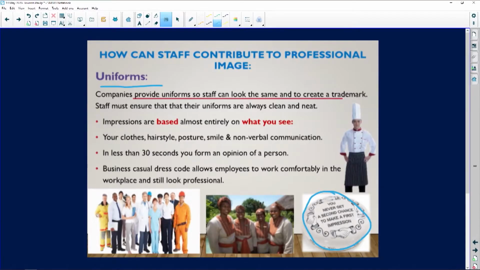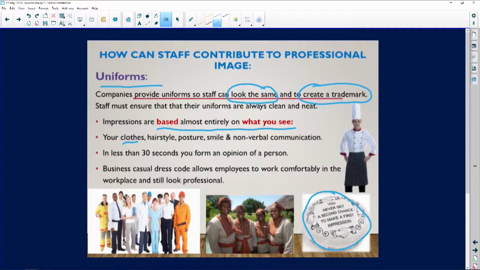So guys, uniforms, very important. It's so that staff can all look the same if it is prescribed. And it's also to create a trademark. That's very important because it gives you an idea of what the company stands for. So impressions are literally based on what people see. So what they see is what they get, as we started this chapter with.